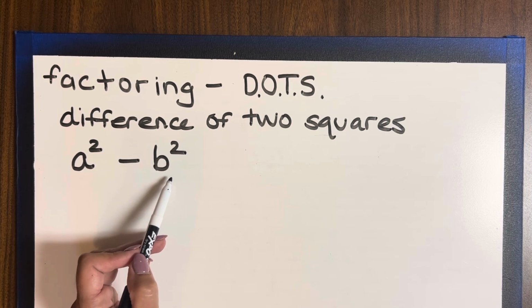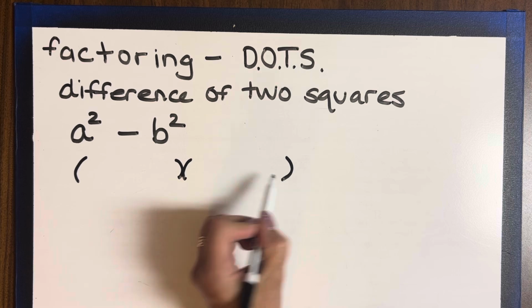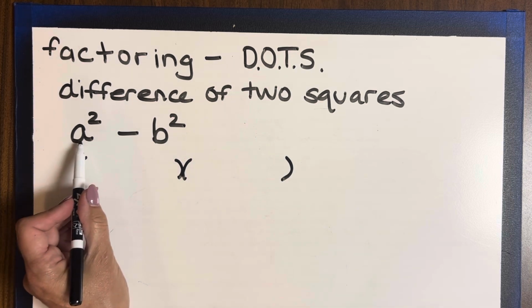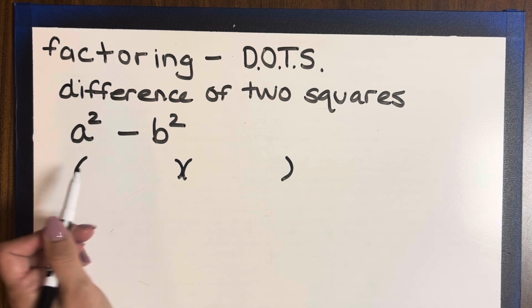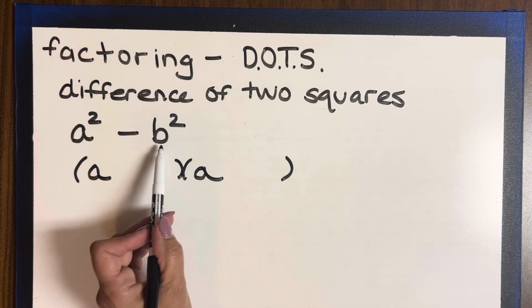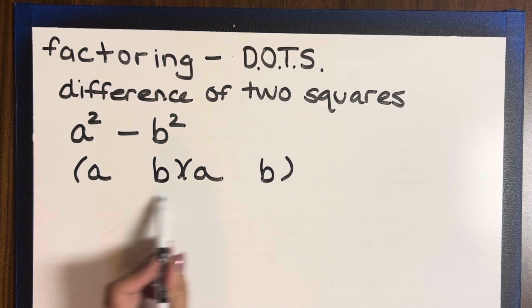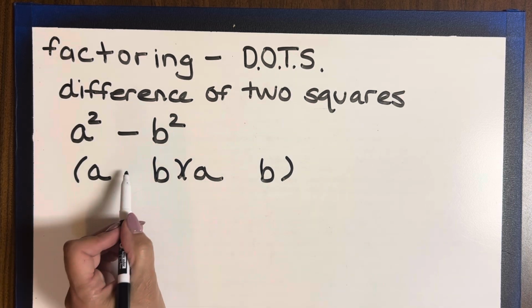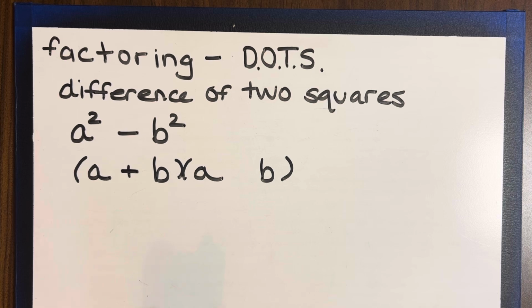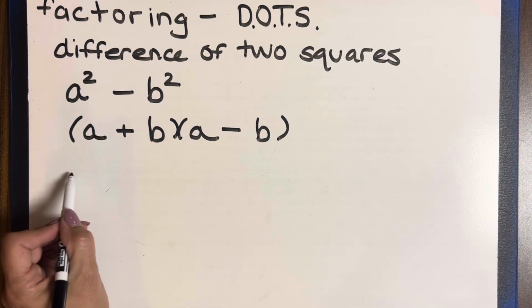The good news about this method of factoring is that it's the same every time. You're going to set up two sets of parentheses, and in each parenthesis, we're going to take the square root of the first term, and put one of those factors in each parenthesis at the beginning. Then we take the square root of the other term, and put one of those factors in the second position in the parentheses. One of our parentheses must be addition, and the other one must be subtraction. This pattern is what we use for all difference of two squares factoring problems. So here's our first one.